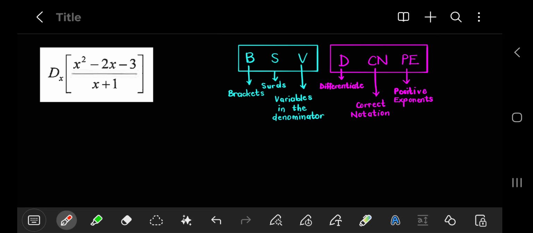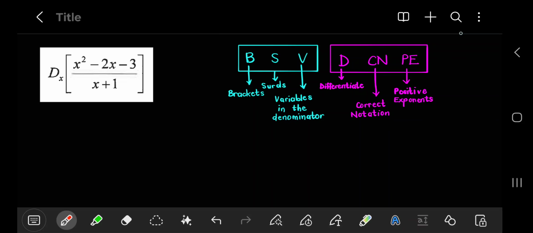Now here's the thing about this notation. We keep the same notation when we are doing our 3 preparation steps. So when you're doing brackets, surds, and variables, you keep dx and you keep the square brackets. But only once you differentiate, then you omit the square brackets.